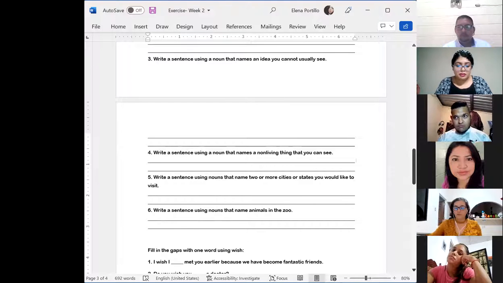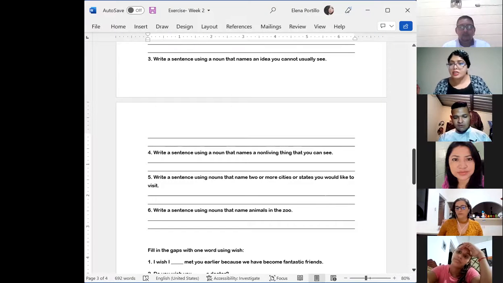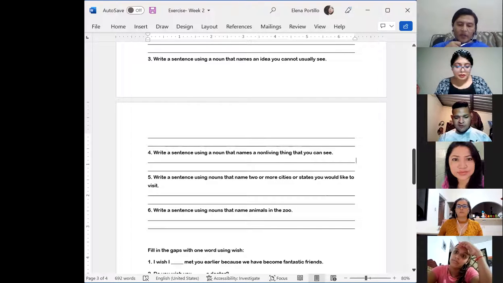Okay, that's good. I bought a new lamp for my desk. Okay, a new lamp. That's good. Number five, write a sentence using nouns that name two or more cities or states you would like to visit. Who wants to read the sentence for number five? Me, teacher. Tell me. I would like to visit Buenos Aires and Machu Picchu in South America. Oh, that's good. Thank you.